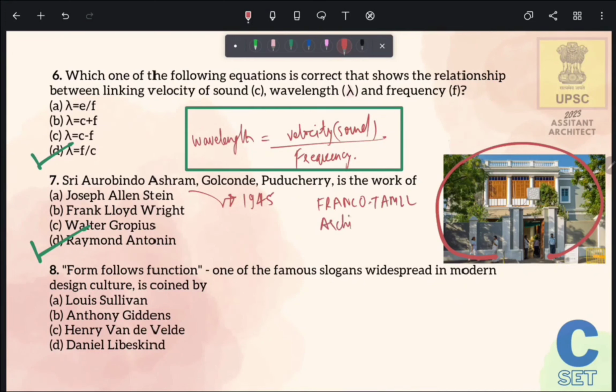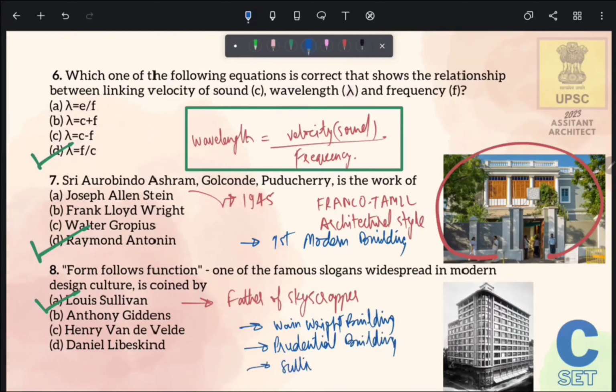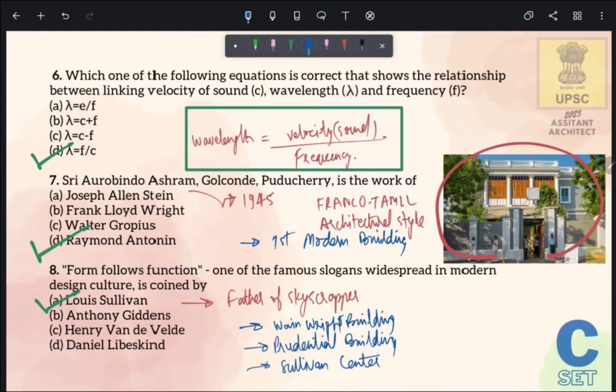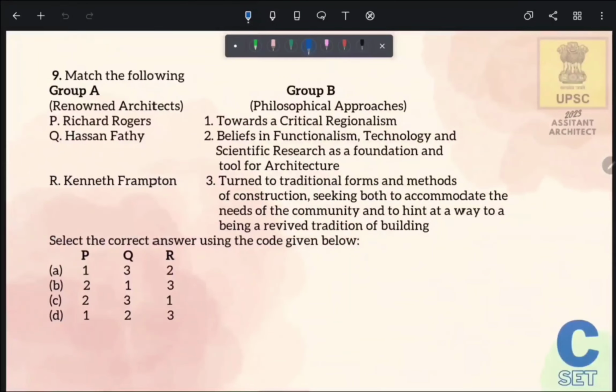Some of his famous works are the Wainwright Building, Prudential Building, also known as Guarantee Building, Sullivan Center, and most of the buildings of Chicago in the late 19th century were designed by Louis Sullivan. Now let's go to the next question.